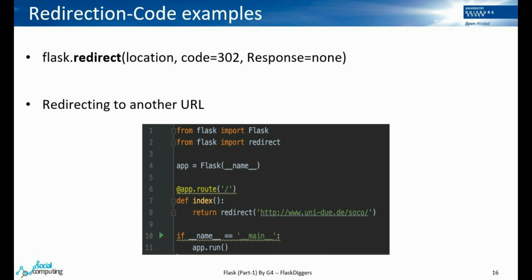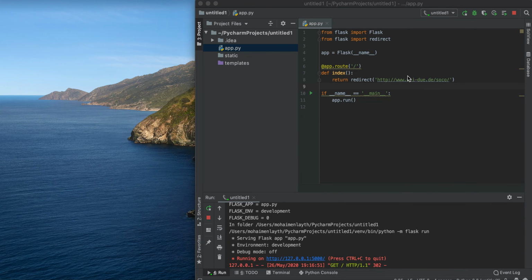Now you see in this first code example, we want to redirect a user to another URL from our homepage. To start using redirect, you first need to import it by writing this code here: from Flask import redirect. Then you need to set up your route, and here we have used this slash, which is our homepage. Then you need to give a name to your route function, which is here index. Then in the redirect function, you can put any URL that you want to redirect to. And here we have used the social computing website.